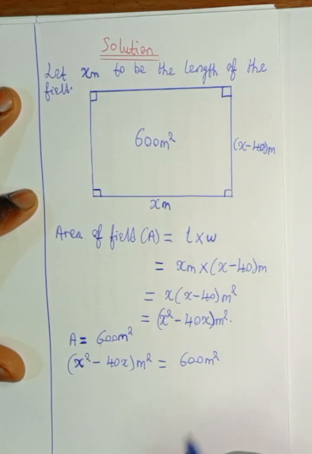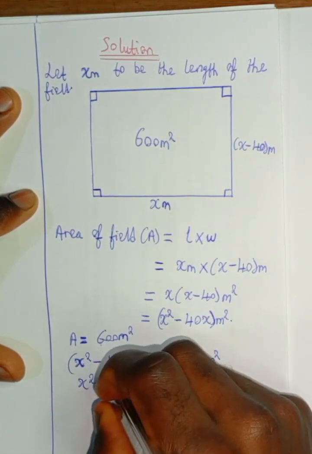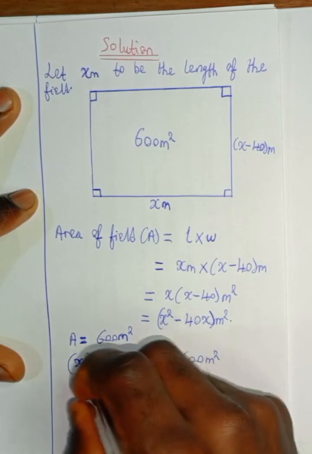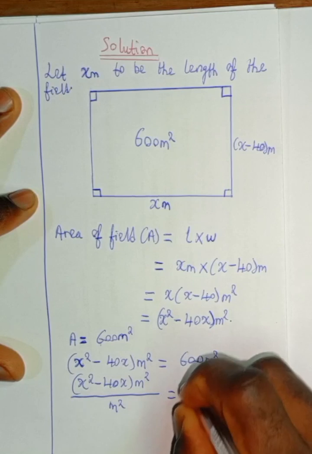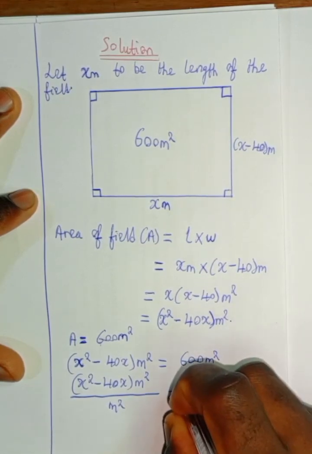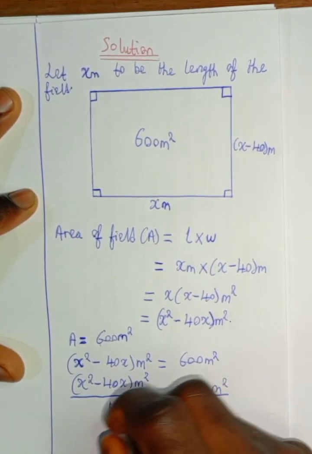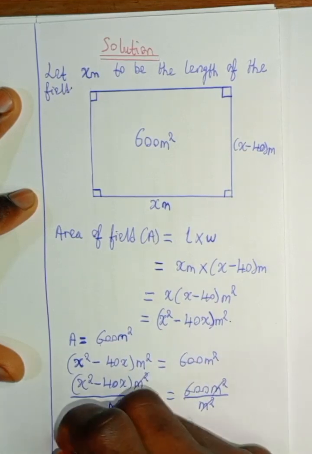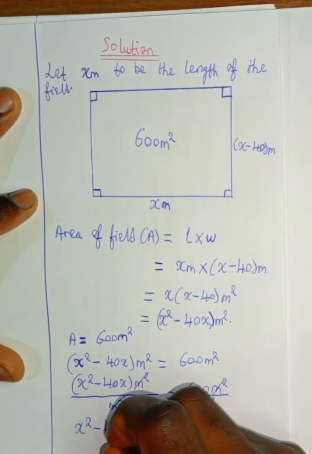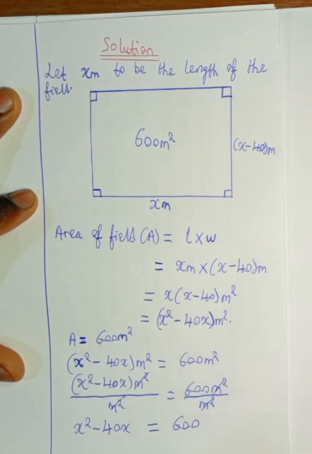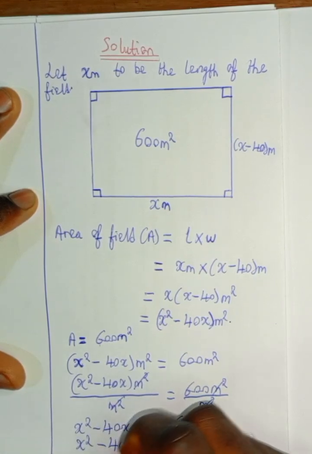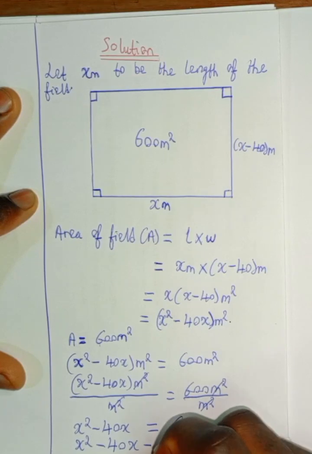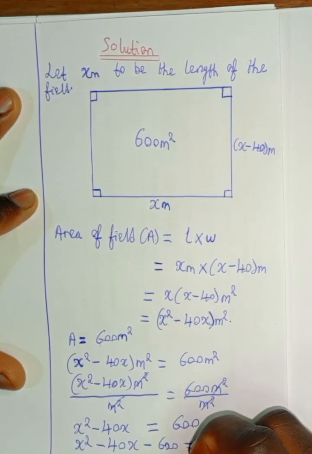We divide both sides by meters squared. Meters squared will cancel. We are left with x squared minus 40x is equal to 600. Next, we are going to transfer 600 to the left hand side. This will give us x squared minus 40x minus 600 is equal to 0.